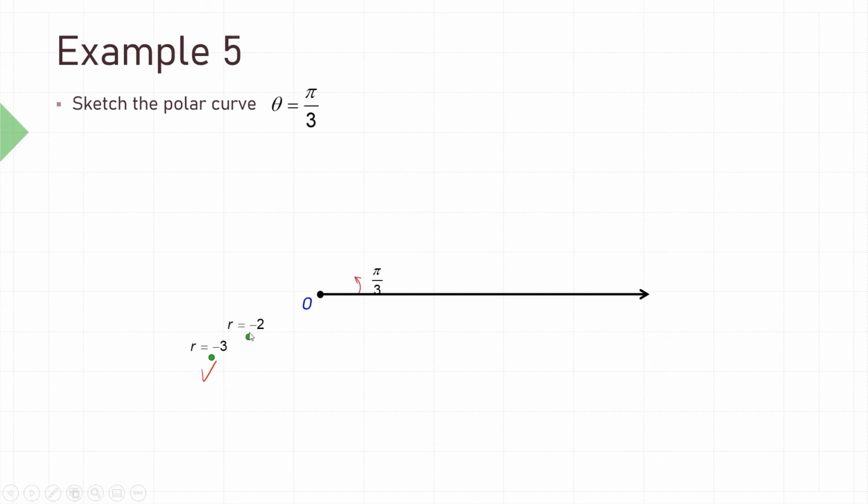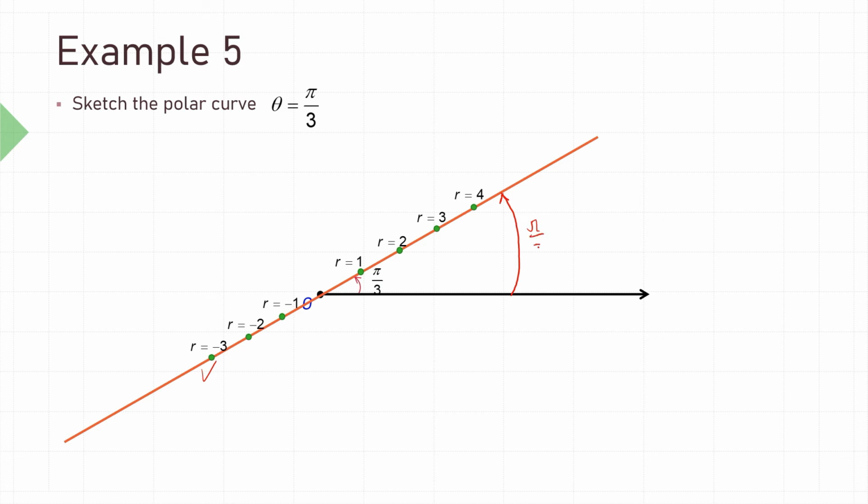What about when r equal to negative 2, pi over 3? Negative 1? For r equal to 1, something like this. For r equal to 1, it's still on this line. R equal to 2, r equal to 3. If we see these points, they lie on a straight line here. No matter what the radius r, the length, is, the angle is still pi over 3. So that's a straight line. Bear in mind, if we are given theta equal to some angle, that's actually a straight line.